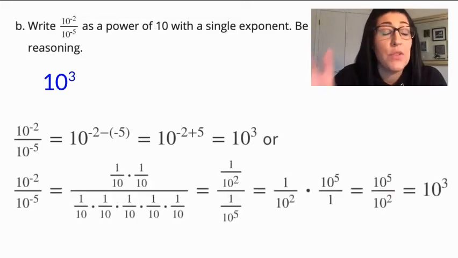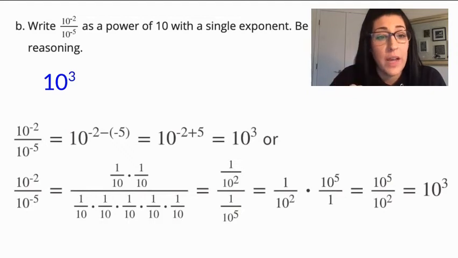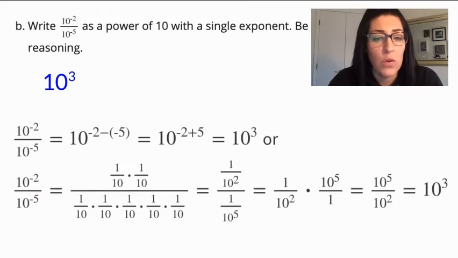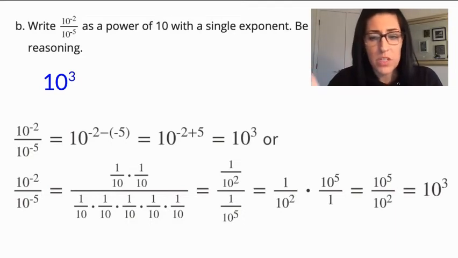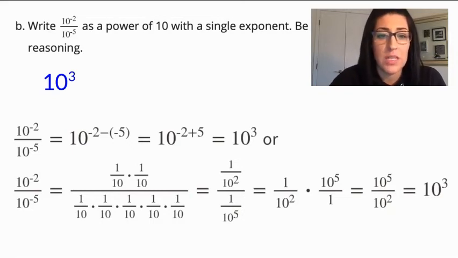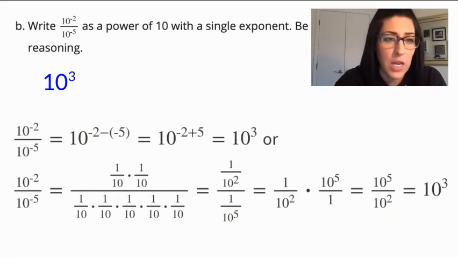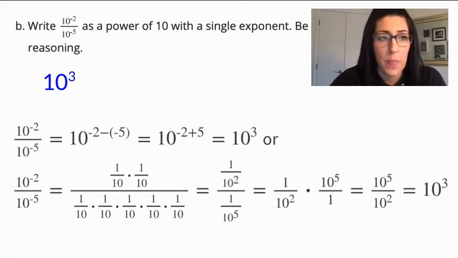If you decided to list out the factors, you would have seen it as a tenth times a tenth over a tenth times a tenth times a tenth times a tenth times a tenth. And if you continue through that process and rewriting it, you would write that as 1 over 10 squared divided by 1 over 10 to the 5th. And then, using division rules, you're really multiplying by that reciprocal. So it can be written as 10 to the 5th over 10 squared, which is equal to 10 to the 3rd. So again, 2 different ways of just kind of working your way through it.